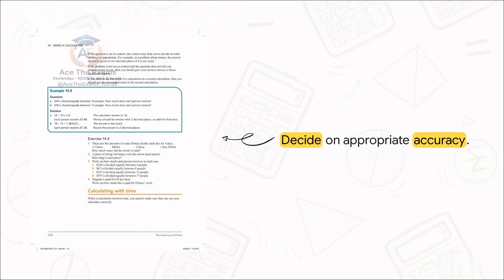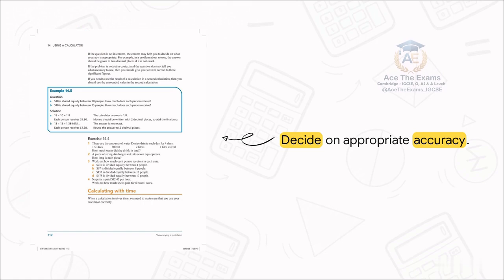Now look closely at this second example. If we share that same $18 among 13 people, the calculator spits out a long, messy, recurring decimal, 1.384615, and so on. Again, the machine has absolutely no context. But because you know this is a real-world currency problem, you must take control, step in, and manually round it to 2 decimal places, making it $1.38. The context always dictates your accuracy.